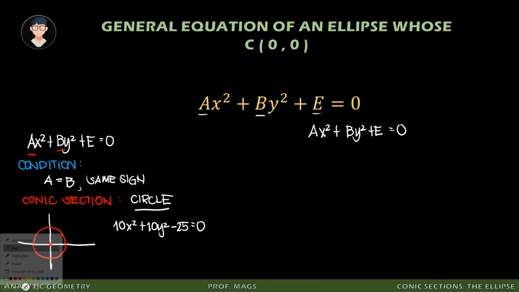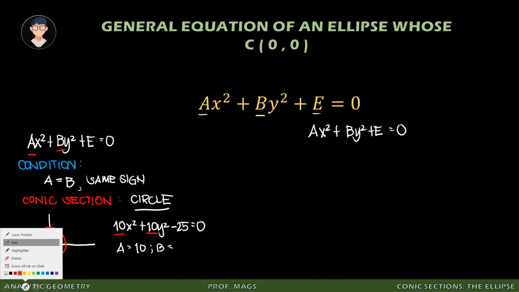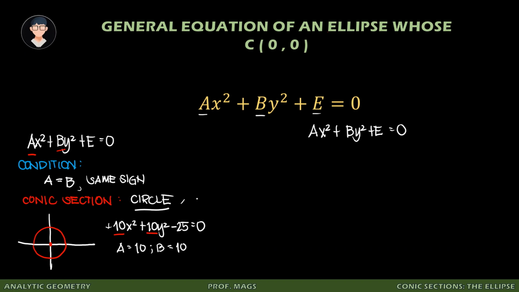As you analyze this, the value of A is equal to 10 and the value of B is equal to 10. Do they have the same sign? So as you can see here, positive ang value ng B natin, positive 10, and positive 10 din yung value ng ating A. We can say that the conic section formed is the circle.